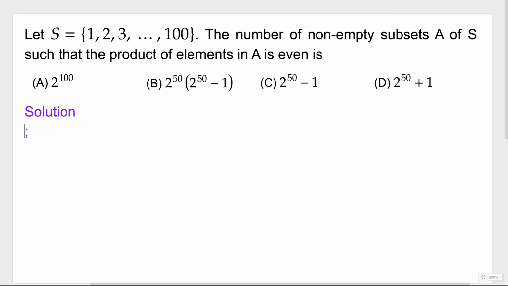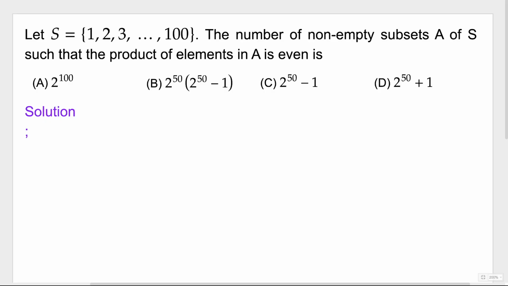So consider this given problem statement. Let S be the set which contains the natural numbers from 1 to 100. So that is 1, 2, 3, 4 and so on, all the way up to 100. We need the number of non-empty subsets A of S such that the product of elements in set A is even. So these are the options given.